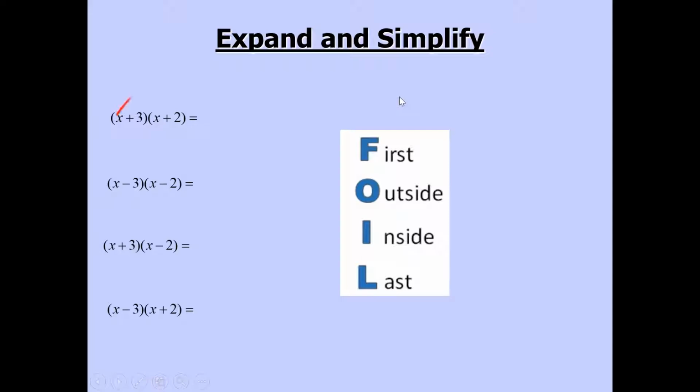What that means is if I'm multiplying x times x, that's the first terms for each of the two terms inside the brackets. So x times x gives you x squared, and then I'll multiply the terms outside, so x times 2 is positive 2x, and then I'll repeat the process with the terms inside, so 3 times x is positive 3x, and then the last terms, 3 times 2 is positive 6.